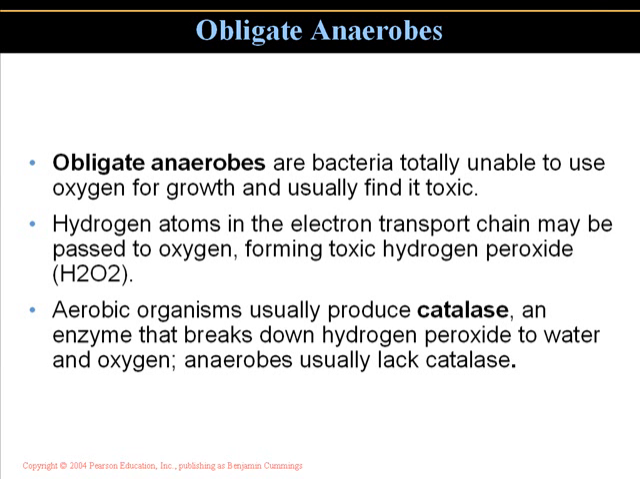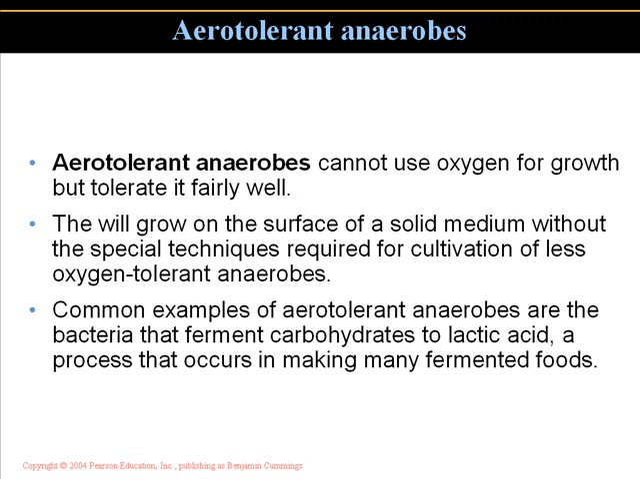So hydrogen atoms of the electron transport chain may be passed to oxygen. They form a toxic hydrogen peroxide. Now, hydrogen peroxide typically is very caustic to our cells. Aerobic organisms usually produce catalase. This is an enzyme that can break down hydrogen peroxide to water and oxygen. We see that in the biological system to be able to render hydrogen peroxide harmless when generated. Anaerobes usually lack the catalase that's able to do that.